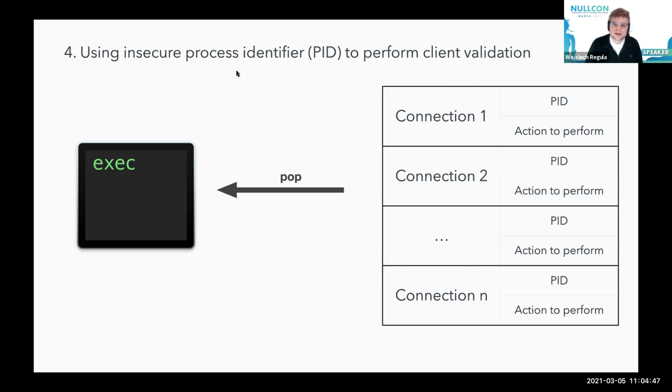So this queue, as you can see, each element of that queue has a connection, process identifier, and the action to perform. Of course, the XPC server will pop each element from the queue and verify the client based on PID. And if the validation succeeded, the action is performed.